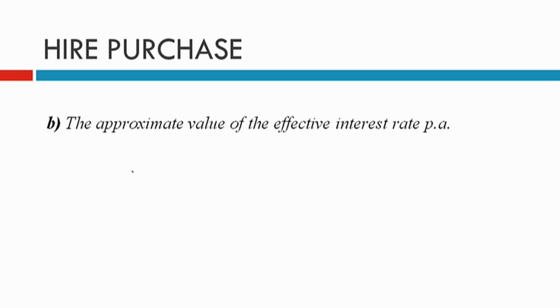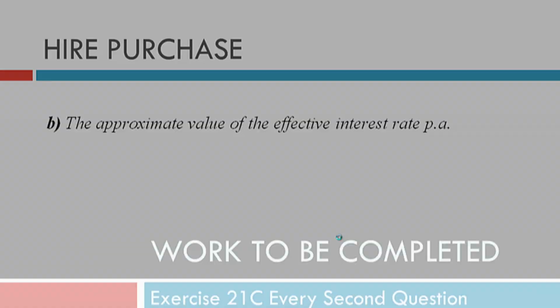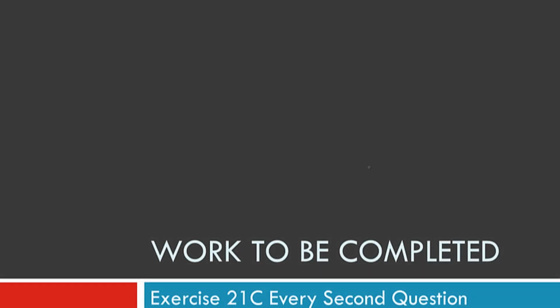Okay, so that's working it out as an exact figure using the rule. The approximate value of the effective interest rate, we're going to use RE, so the effective interest rate is approximately the flat interest rate times by 2. Now they gave us the flat interest rate, it was 15. So 15 times by 2, and we get 30%, roughly. Remember we had 29.5 for part A, we got 30% for part B. So it's pretty close when you have large numbers of n. Now that gives you 12C to work on, and we'll do 12D soon.